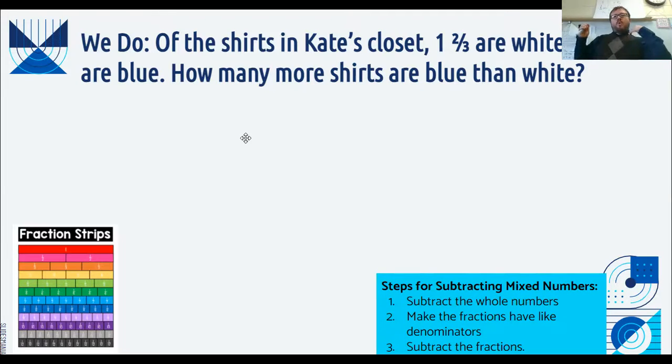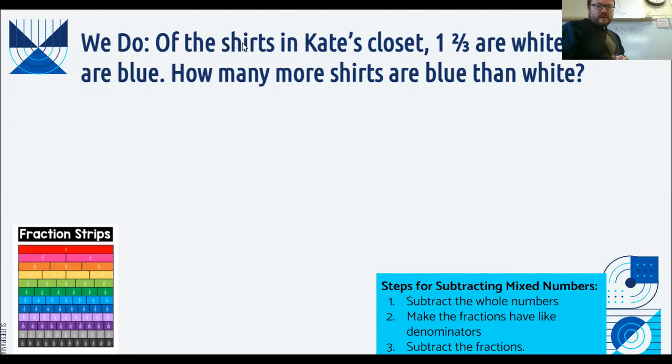So what I need to do is figure out how many more of one I have than the other. In this case, I'm going with the larger number first, subtracted by the smaller number. So go ahead in your notebook and write down 2 1/6 minus 1 2/3. Okay, so there it is.